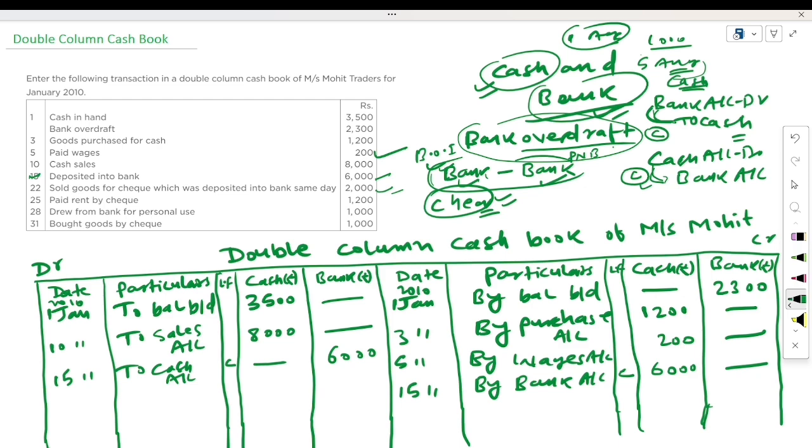So from the check point of view, if you have received the check from anyone and not yet deposited, then it will not be shown in the double column cash book. Once you have received the check and deposited it, then the deposit date will be recorded in this double column cash book. So here, sold goods for check was deposited into the bank same day. It means bank account debit to sales account. How much amount? 2,000. So we will write here on 22 January to sales account. How much amount is here? 2,000.